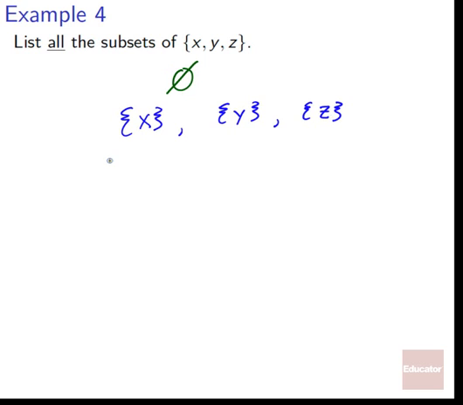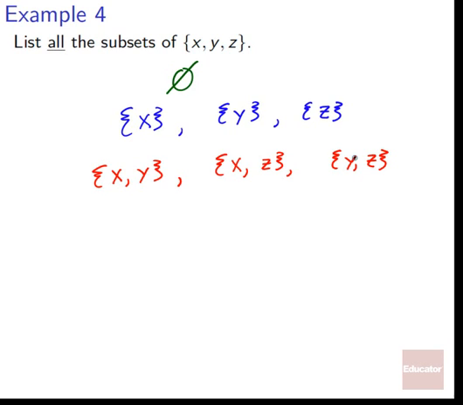Now we can go with the two element ones and we can say, all right, well, {X, Y}, that's going to be a subset. What about {X, Z}? And then finally, {Y, Z}. And we think about that for a little while and we realize, yep, those are all the sets I can possibly make out of X, Y, Z that have two elements precisely in them. X and Y, X and Z, Y and Z.